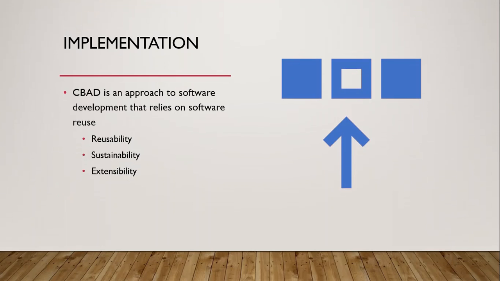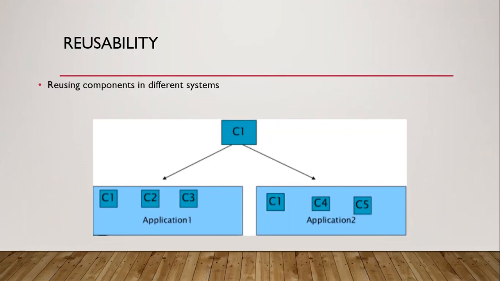In the implementation of component-based application development, as I stated earlier, we rely on software reusability. Sustainability and extensibility are the other two major outcomes. In the diagram, you can see how we reuse an already developed component with the integration of newly developed components in example applications 1 and 2.